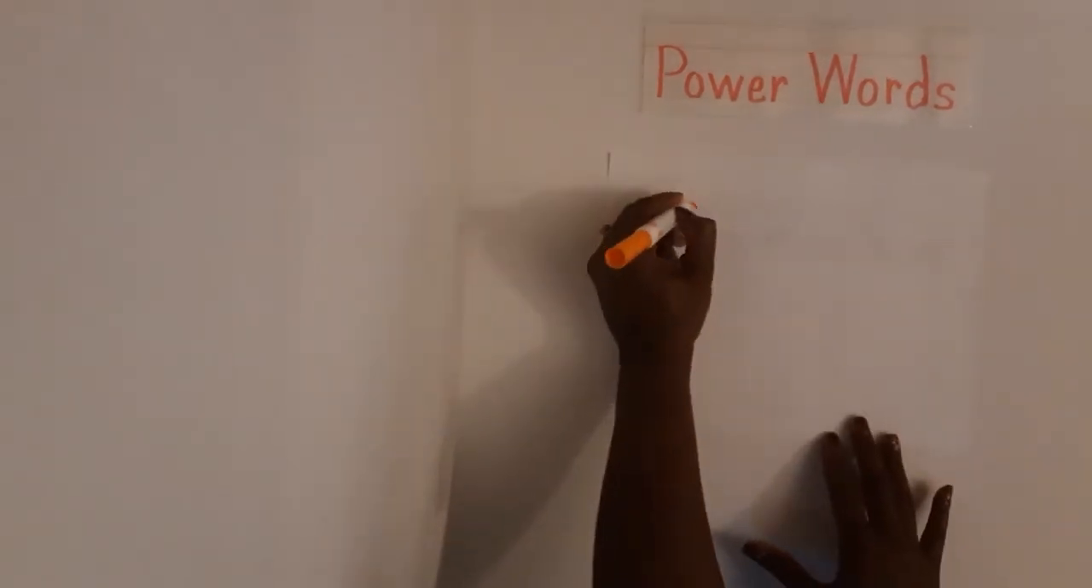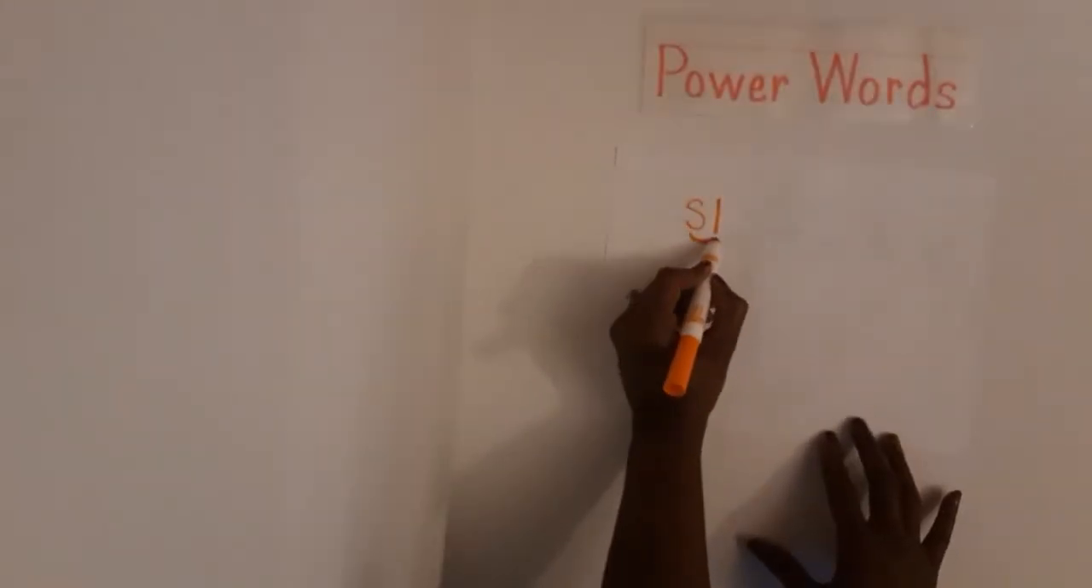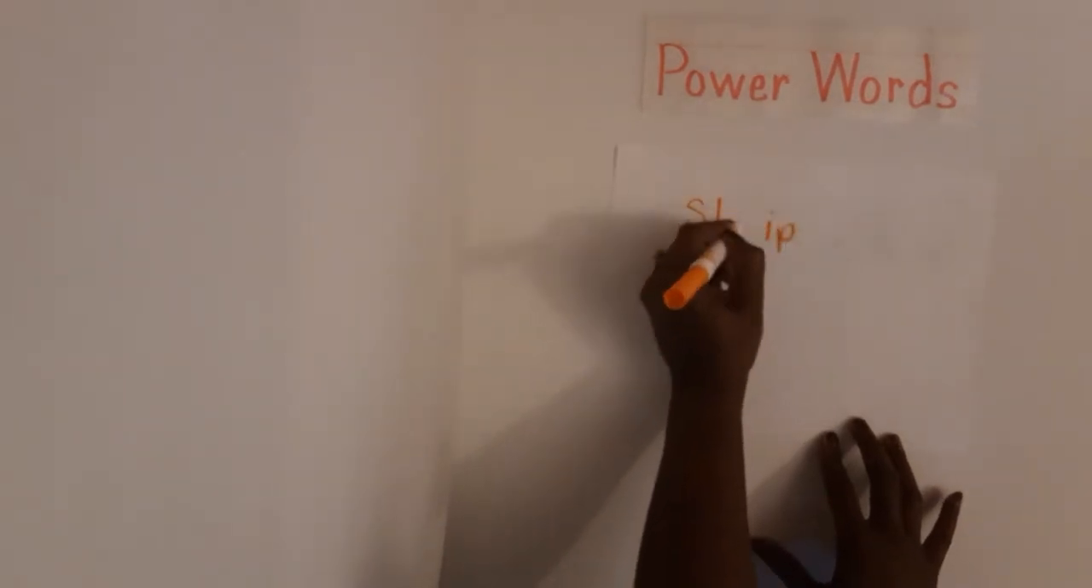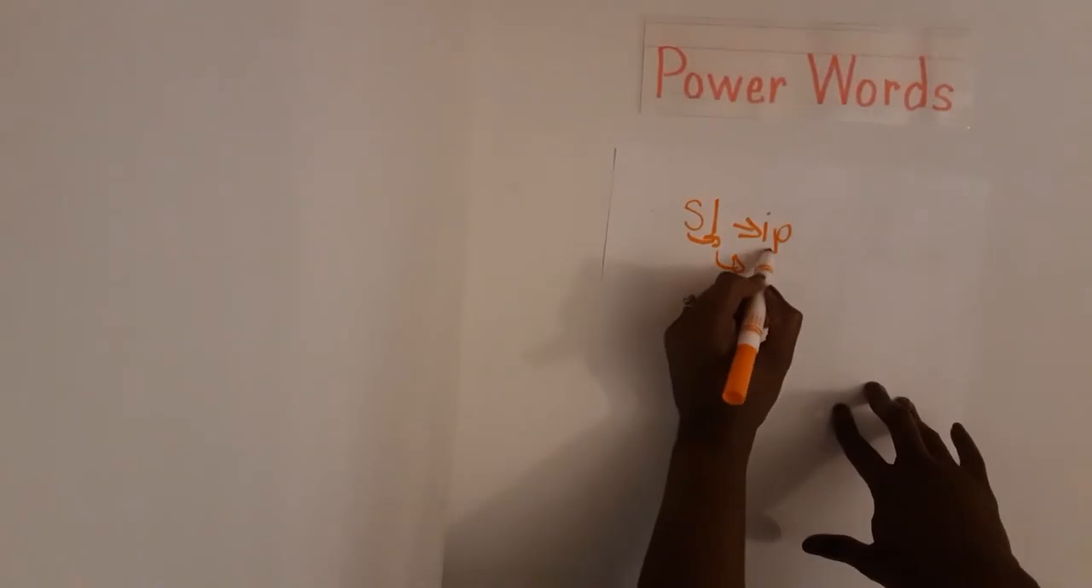So now, we're going to learn about S blends. So remember when we talked about blends, it's when we have two letters. So I'm going to say S and L that go together to make one sound. And then it can join to make a word. So SL goes sl, and ip. You'd have slip.